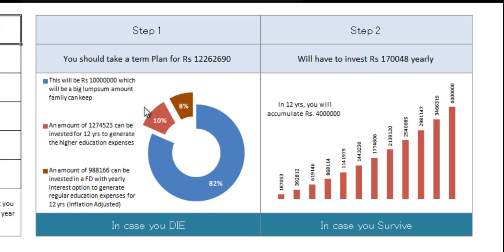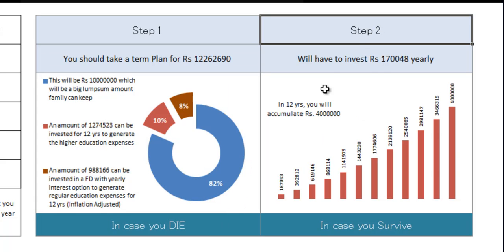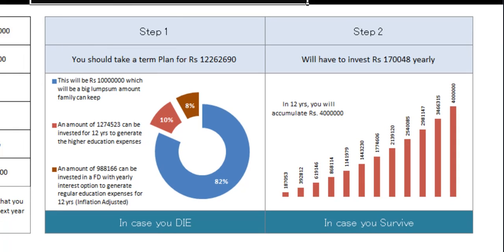Then a small part will be invested for your child's post graduation, and a small part will also be invested in a bank FD, which will start giving you that 1 lakh rupees on a yearly basis for the next 12 years. And so this is what will happen. Step 1 will take care if you die, and if you do not die, then that 15,000 rupees which you are investing on a monthly basis will take care of your child's post graduation. Okay, so this is how you can create that structure.